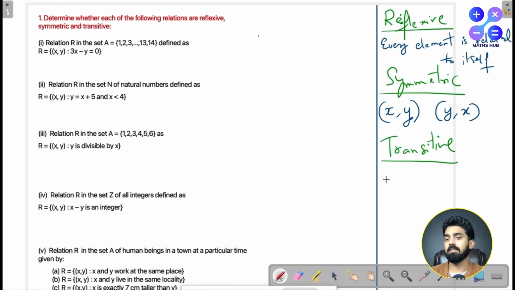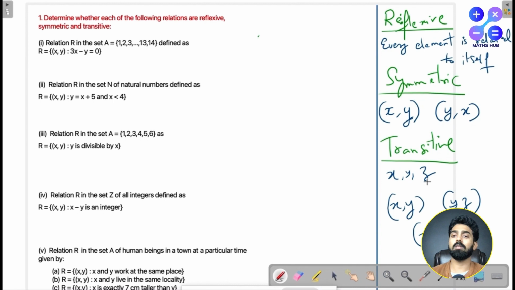And a transitive relation is where if you have three elements, let's say x, y, and z, if you know that x comma y is a valid relation and you know y comma z is a valid relation, then x comma z should also be a valid relation in that given set. So then you can say that the relation is transitive, right?